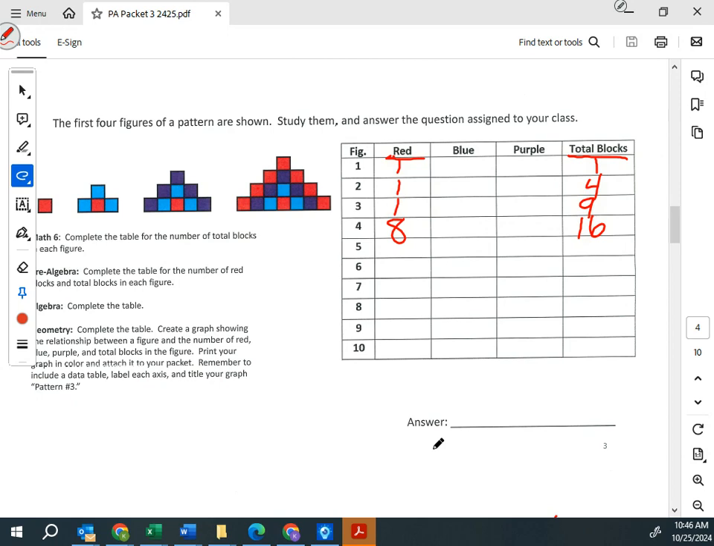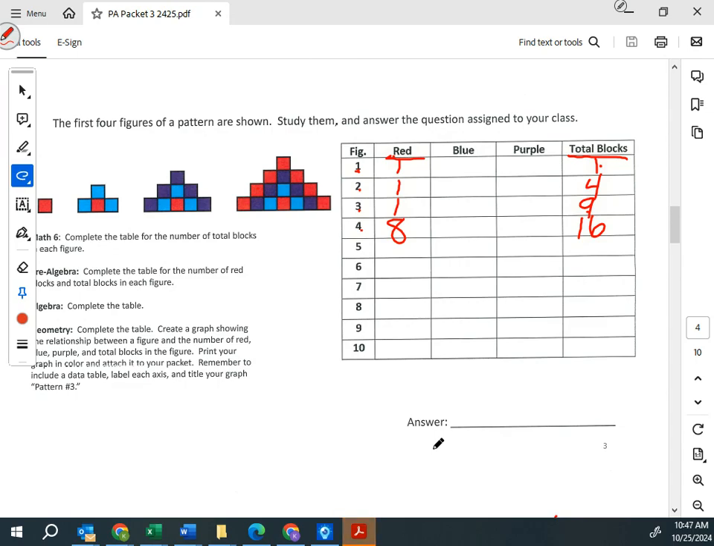Say it, Michael. 1. Look at that. 1 is a perfect square of 1. What is 4 a perfect square of? Claire? 9. What is 9 a perfect square of? Amala? 3. What is 16 a perfect square of? David? 4.